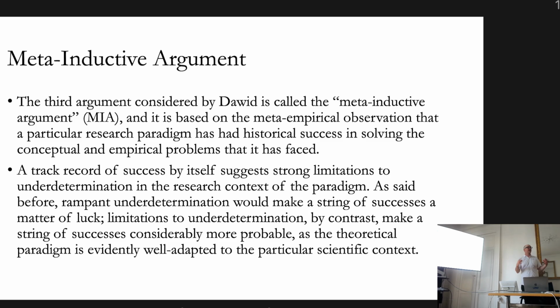Right? So if we do find success, that suggests that there are sufficient limitations to underdetermination that we are making progress. If there are limitations to underdetermination, that makes a string of successes considerably more probable. One way of putting this would be to say that the theoretical paradigm is well adapted to a particular scientific context.